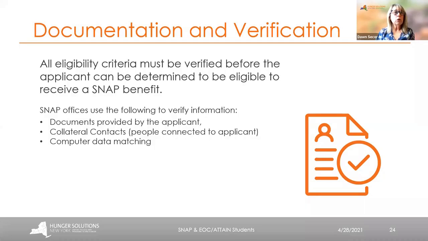Documentation and verification is super important in SNAP and can be a barrier for people. All eligibility criteria must be verified before an applicant can be determined to be eligible to receive a SNAP benefit. SNAP offices use a variety of ways to verify information, but even if they know the information is true, it has to be documented in the case file, because USDA comes and checks on those and does quality control with the state agency and the SNAP offices. And so they have to be correct about these things.